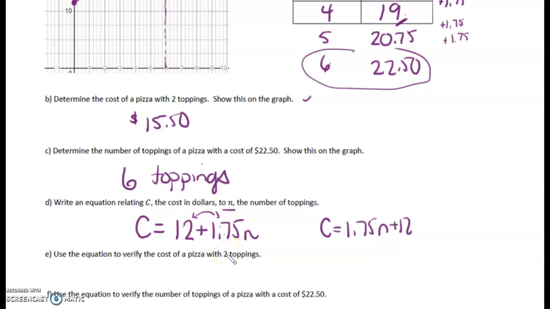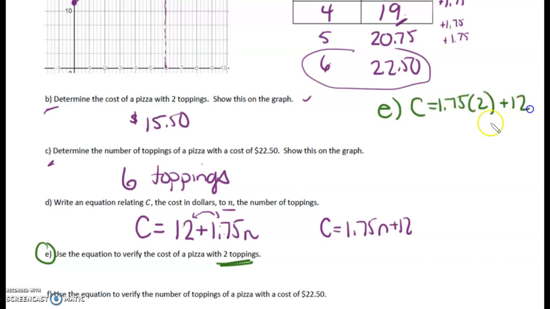Now E and F ask us to verify B and C, but actually using the equation. So I'm going to do E up here. Use the equation to verify the 2 toppings. So simply, I'm going to go cost equals 1.75, substitute the 2 in, plus 12. So I get 3.50 plus 12, which is 15.50. So that's verified.